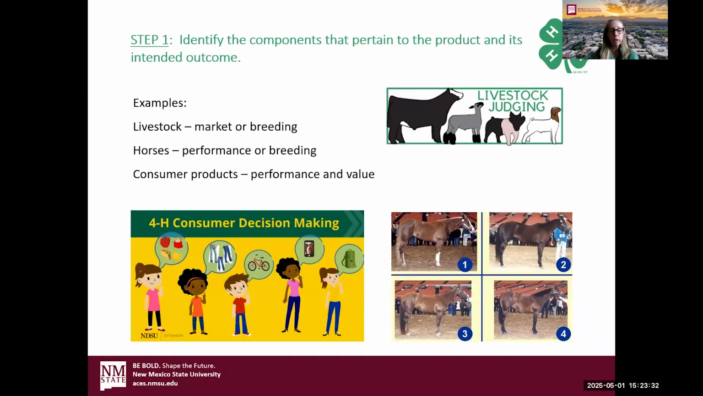In step 1, we want to identify those components that are specific to the class that we're judging and the intended outcome of that product. For example, in your livestock classes, you're looking for marketability traits or breeding characteristics. In horse judging, you're looking more at performance or breeding characteristics. And then finally, in our consumer decision-making contest, we're looking more towards performance and value in each of those products.